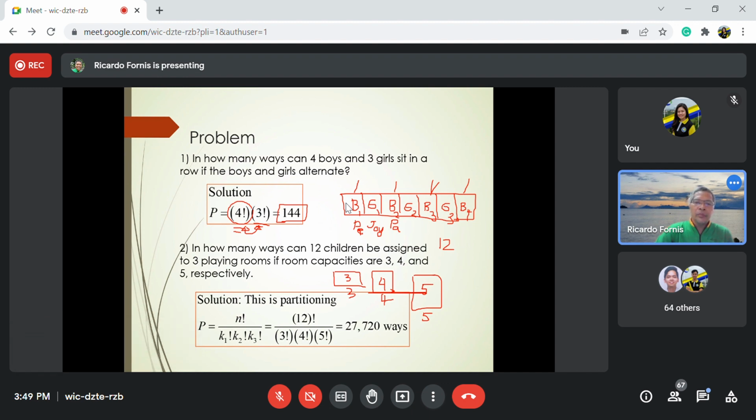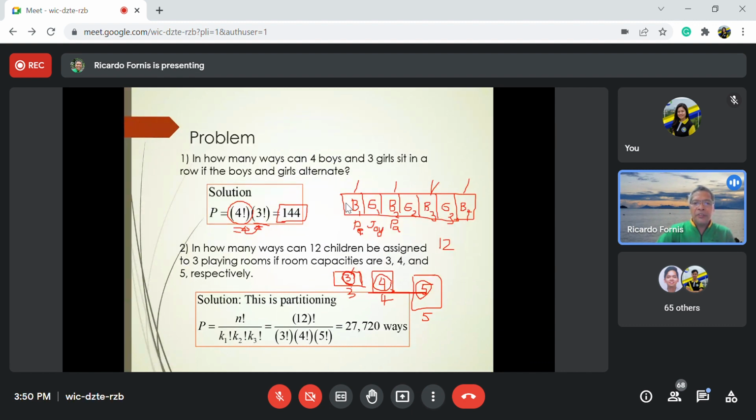The idea is, if you rearrange the three children in the same room, they are still the same persons in the room. Rearranging the three objects in this particular cell will not give you another possible outcome. The same thing here, and the same for the last room, which has a capacity of 5. What would be considered different?